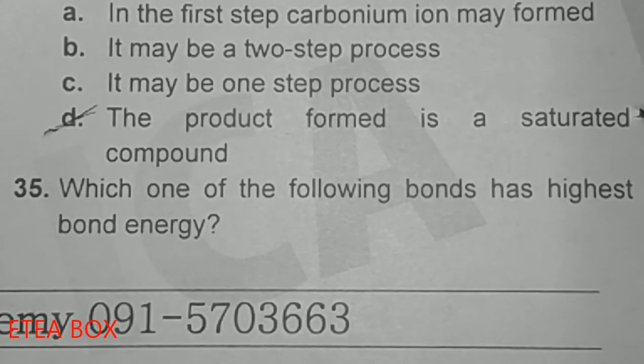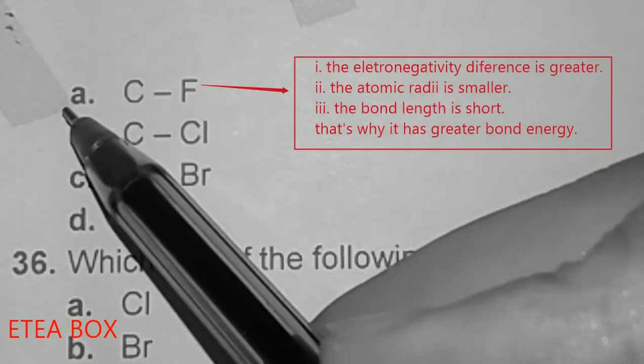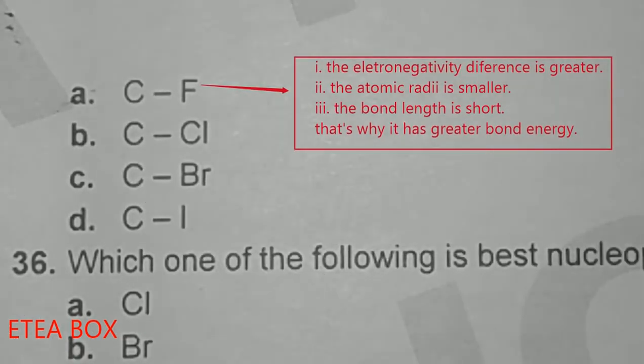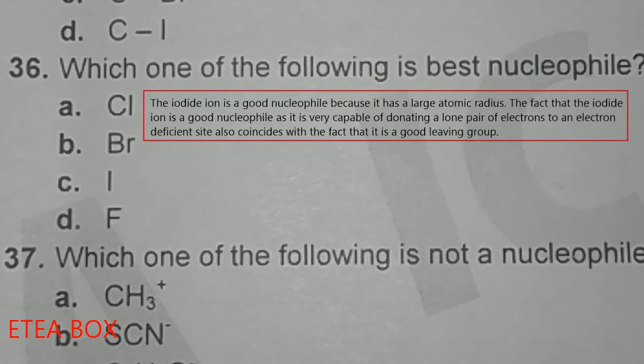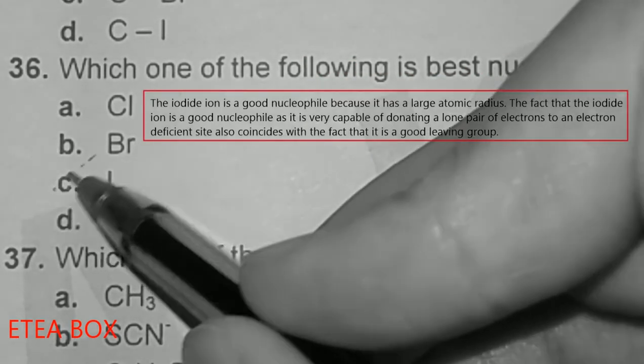Which one of the following bonds has the highest bond energy? This C-F bond has the highest bond energy because fluorine is the most electronegative, and also its bond length is less as compared to the others, so it has a greater bond energy. So option A is correct here. Which one of the following is the best nucleophile? Now look here, iodine is the best nucleophile.